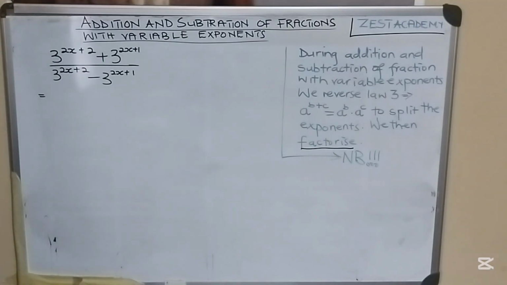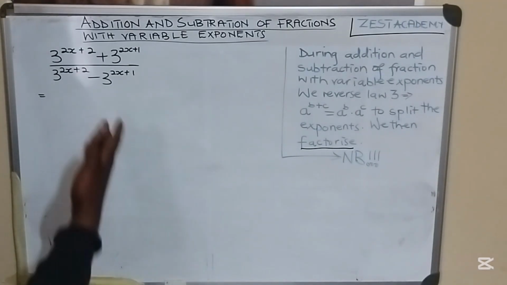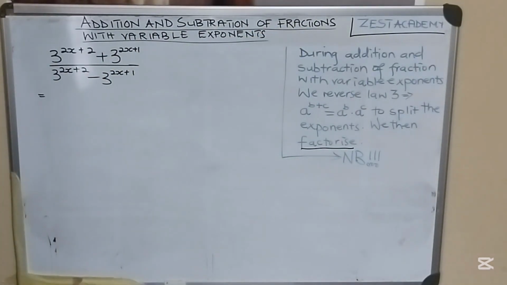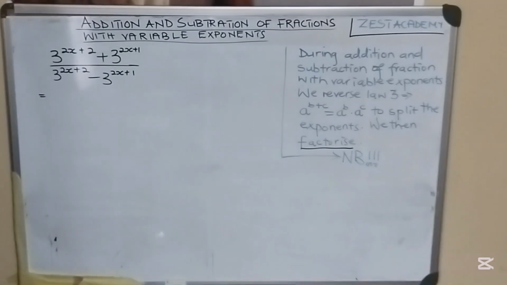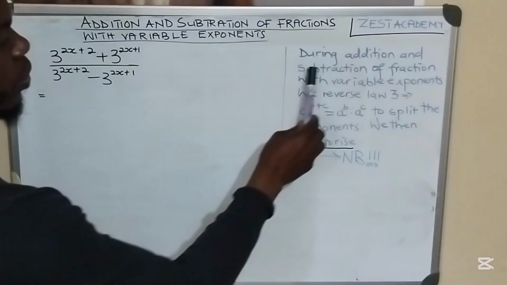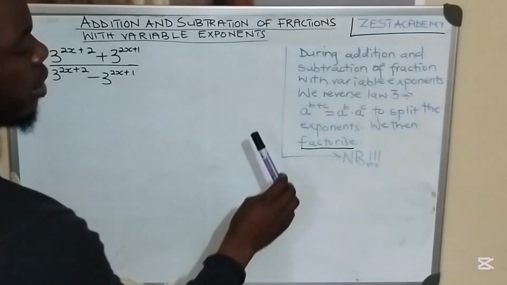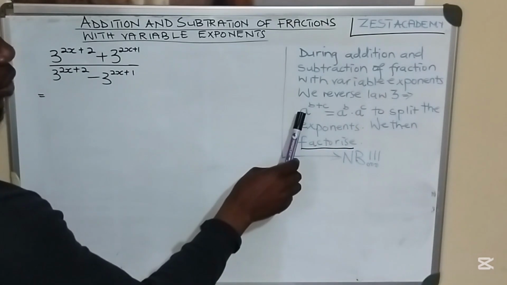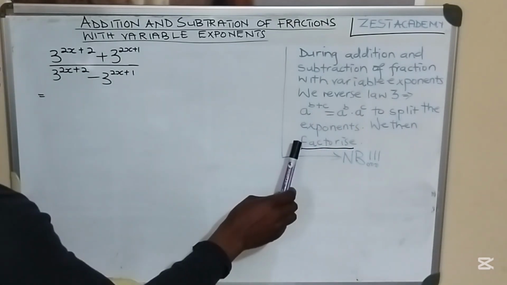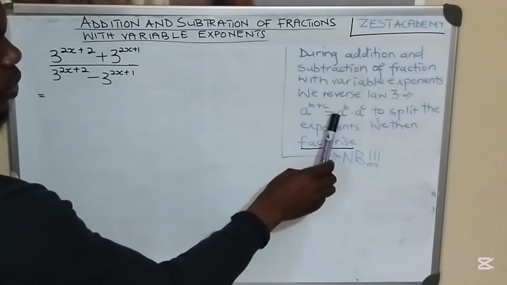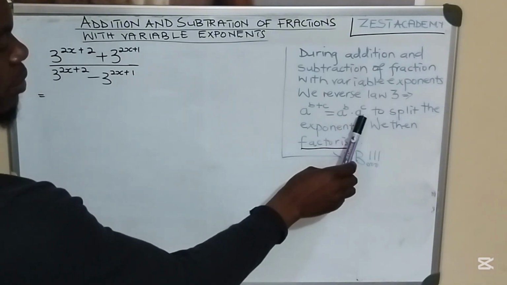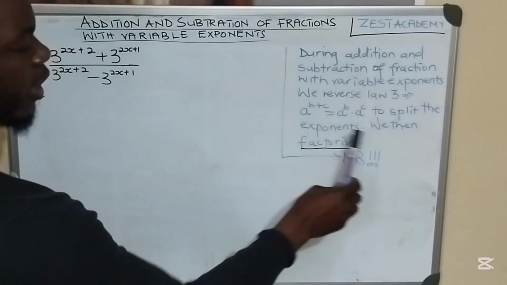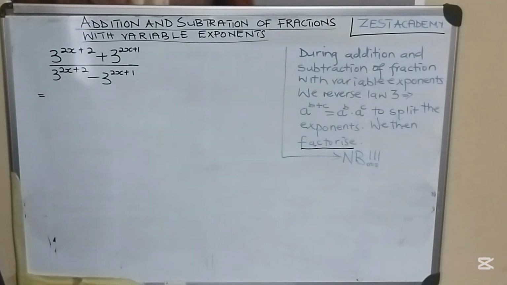Right, so as promised, I've decided to include another example of addition and subtraction of fractions with variable exponents. Remember we said that during addition and subtraction of fractions with variable exponents, we reverse law number 3. So if you have a to the power of b plus c, we can also write that as a to the power of b times a to the power of c, vice versa. We do this to split the exponents, and then after that we factorize.